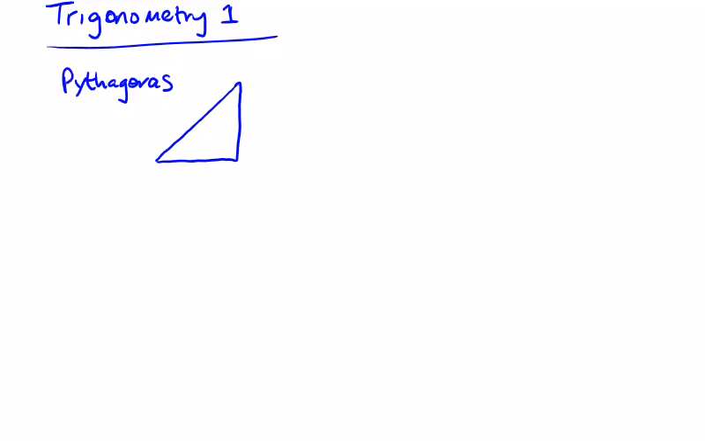Trigonometry 1. We're going to start by looking at Pythagoras' theorem. Pythagoras' theorem deals with right angle triangles. If you call your straight sides A and B and your diagonal C, Pythagoras' theorem states that A squared plus B squared is equal to C squared. A beautiful theorem that you're going to use in a lot of different aspects of mathematics.